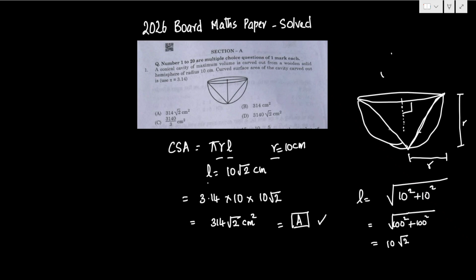Okay, so what did we do? We just used the formula pi RL to find the curved surface area of the cone that is carved inside this hemisphere. Okay, so easy question, not very difficult. And I'm pretty sure even 9th standard students know how to find the curved surface area of the cone. Okay, let us go to question 2.